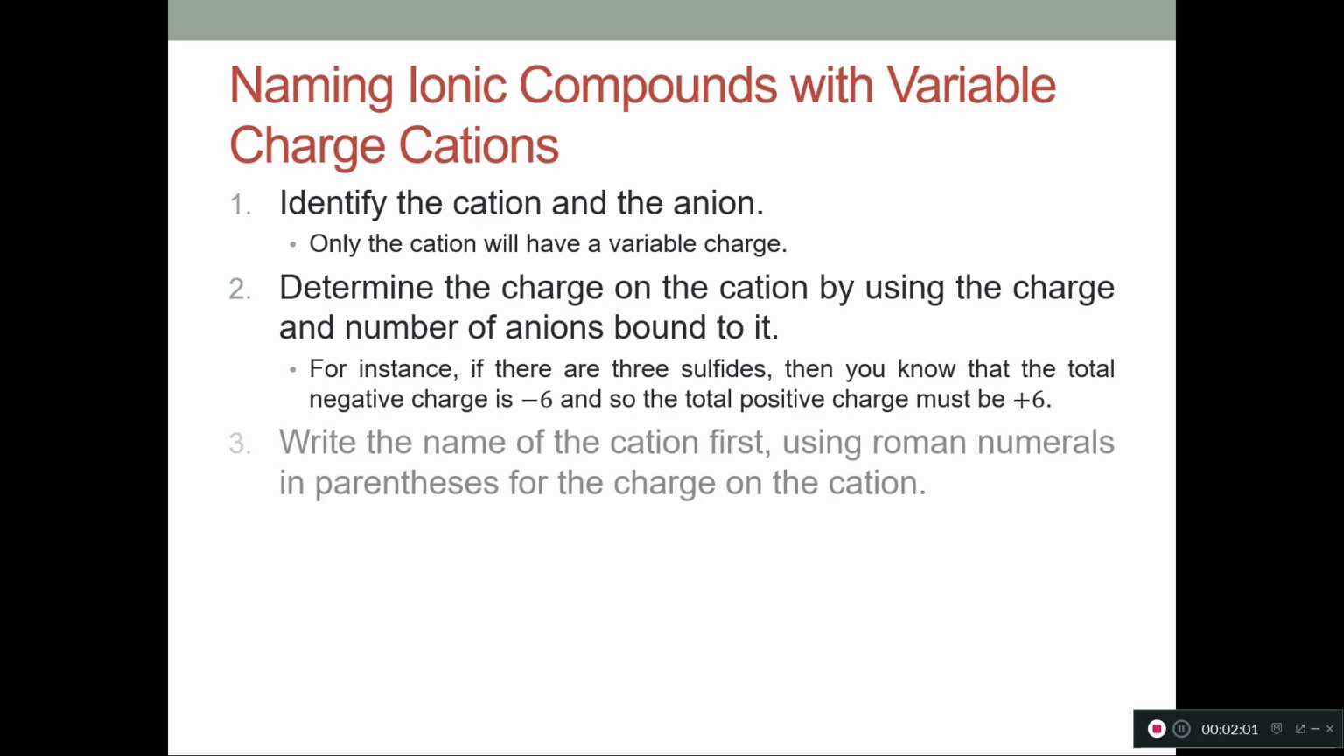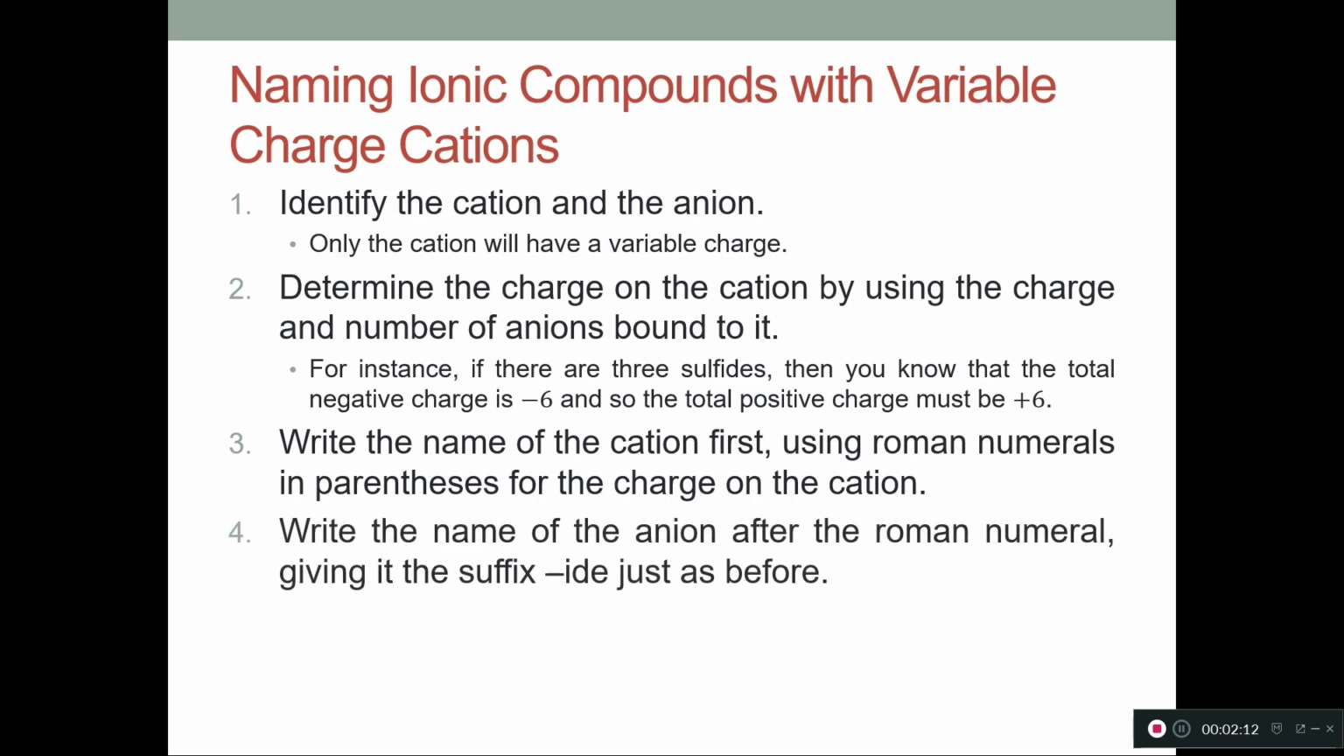That would be given by the subscript in the chemical formula, and that will give you the charge on each of the cations. Then we want to write the name of the cation first, and then use the Roman numerals in parentheses for the charge on the cation, and you put that between the cation and the anion. Then we write the name of the anion after the Roman numeral and give it the suffix "ide," just as before. And so we'll go through a few examples of how to do that here.